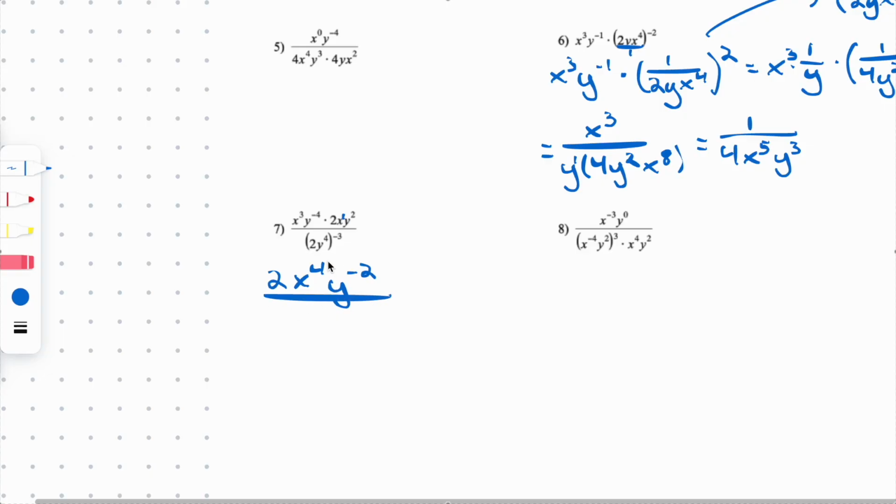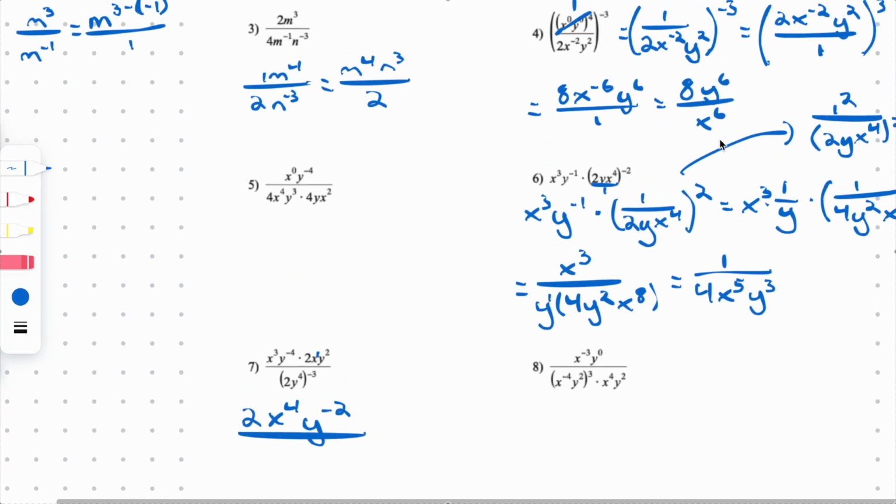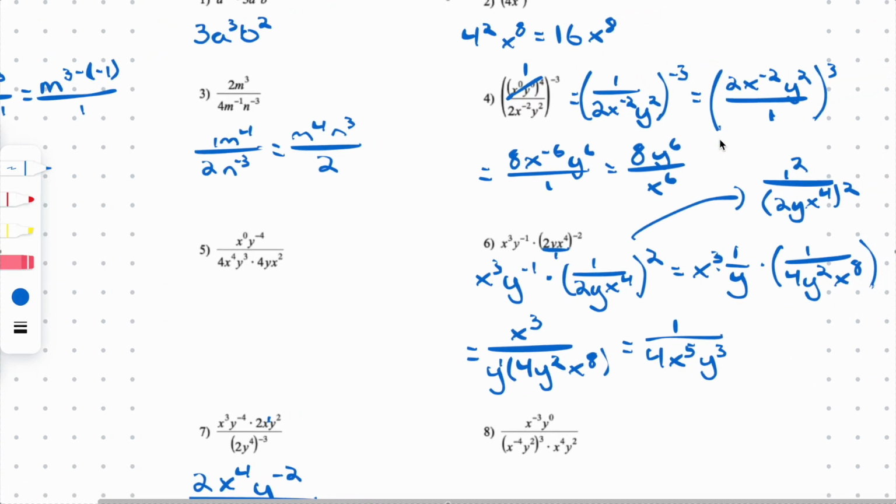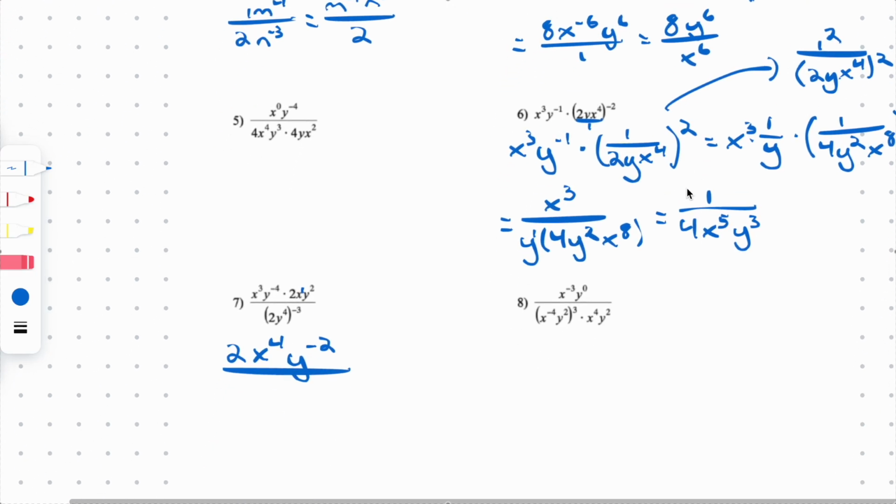And all of this is over 2y to the 4th to the negative 3rd power. So actually what I'm going to do, since we have something to the negative 3rd power, like we can do with, say we had x to the negative 6th, and we move that down, I'm just going to do that with this entire term, 2y to the 4th. I'm just going to bring that up to the numerator. So I'm going to say 2y to the 4th cubed, and all of that over 1.